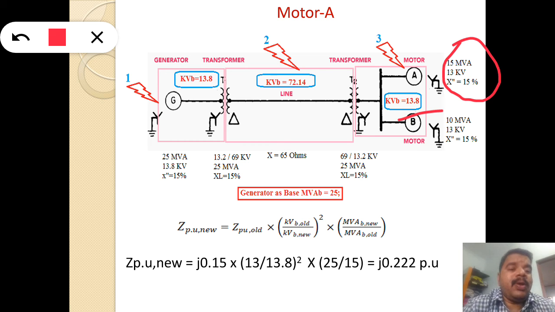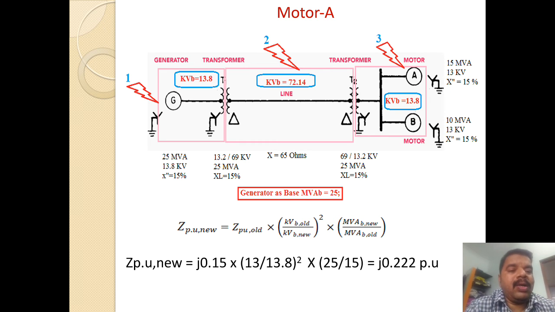What is the MVAB new value? That is the same value throughout the generator, which is 25 divided by MVAB old. What is the value given for the particular motor? For motor A, it is 15. So 25 divided by 15. When you multiply all the values, you get j0.222 per unit. So this is for motor A.